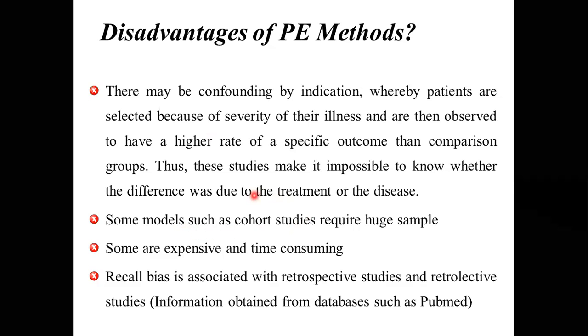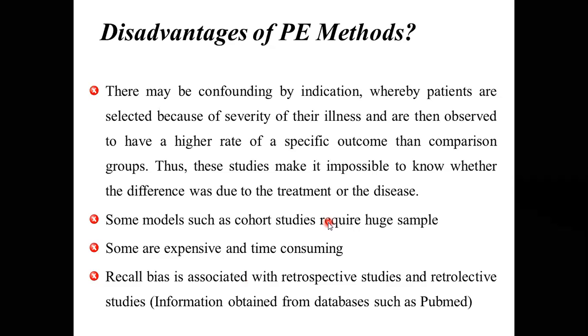Some more disadvantages: cohort studies. We know that they require a huge sample, a large sample is required. So that is why they become expensive and time consuming, because getting the data from a large number of patients takes some time, right? Recall bias is associated with retrospective studies. So if you're trying to do retrospective studies from the data which is already available in the records, then a recall bias will be there. Somebody would have forgotten to write some information. So it leads to recall bias.